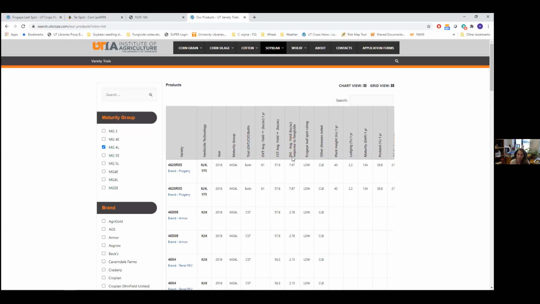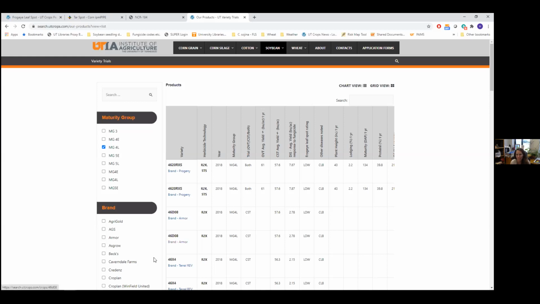The other thing I want is the variety, because here, if it was tested in the CSTs, here is the average yield response to a fungicide in this column here in bushels per acre. Here, if they had Progeny 4620 RXS, we had on average across 2 to 3 locations a response of 7.87 bushels per acre. And that was in, I'm not sure why this one's doubled up here for 2018.